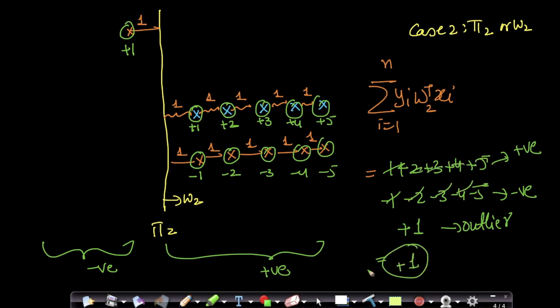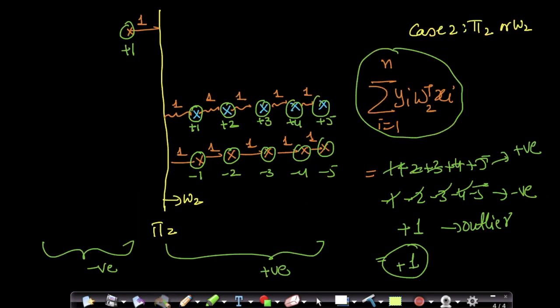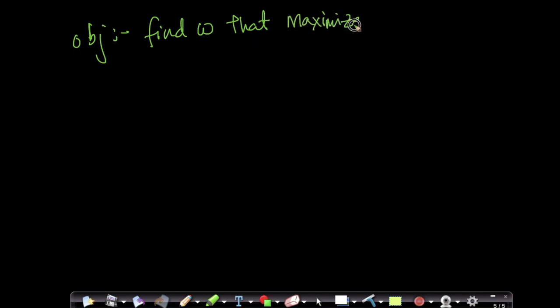Now the fundamental question: when I do the sum of signed distances with W2, with this hyperplane, I get a value of plus 1. When I do the sum of signed distances with pi 1, with this hyperplane, I got a value of minus 90. And what is our objective? Let's never forget our objective. Our objective was to find a W that maximizes the sum of signed distances.